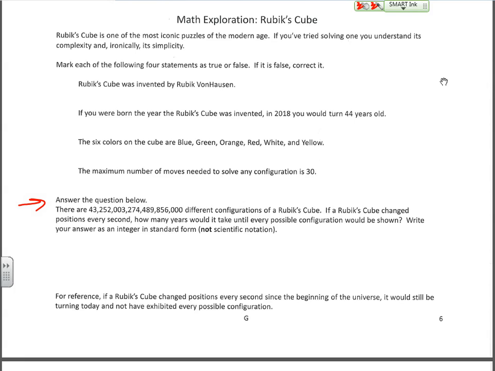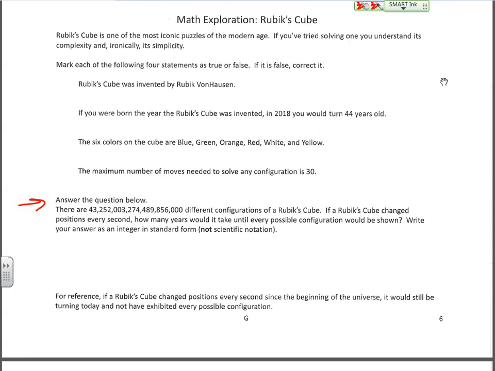There are 43, I think that number is 43 septillion, different, a lot, configurations of a Rubik's Cube. If a Rubik's Cube changed position every second, how many years would it take until every possible configuration would be shown? Write your answer as an integer in standard form, not in scientific notation. So your calculators, your handheld ones, they're not going to have enough places to answer this question correctly. So the Google calculator has many places. I recommend that you use that to get this answer, not in scientific notation.